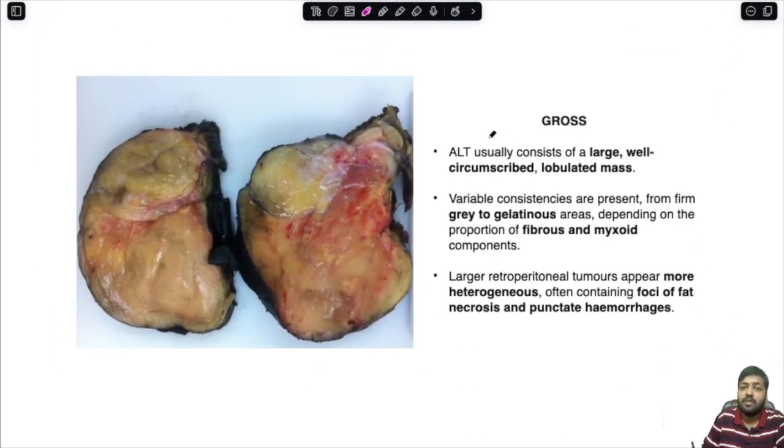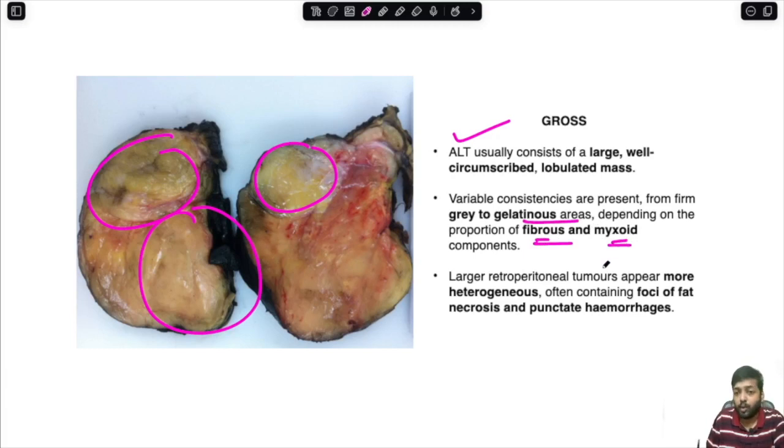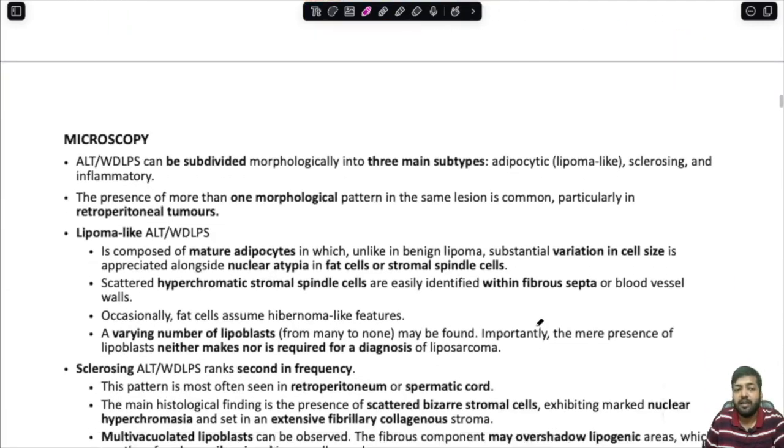Grossly, the ALT is usually large, well circumscribed, and lobulated. You can see that they have multiple lobules, so they are lobulated masses. Variable consistencies are present, from firm gray to gelatinous areas, depending on the proportion of fibrous and myxoid component. Large retroperitoneal tumors appear more heterogeneous, often containing foci of fat necrosis and punctate hemorrhage.